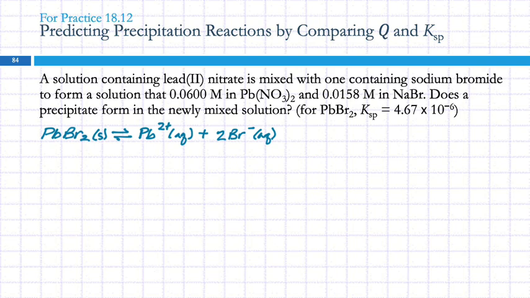We could do a whole ICE table here, but we don't need to. What we need to do is calculate Q. Q is the same type of calculation as K. It just doesn't have to be at equilibrium.